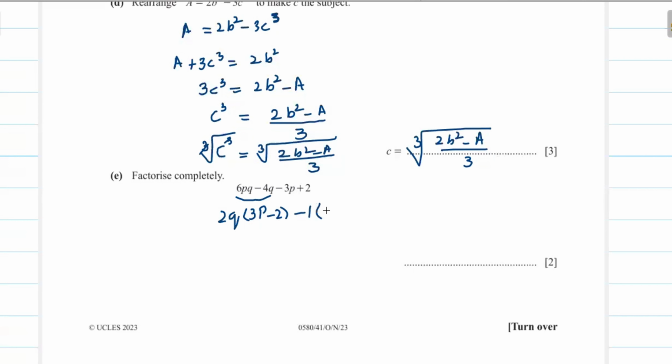Therefore, we can write minus 3p becomes plus 3p, plus 2 becomes minus 2. Now you see here 3p minus 2 is common in both terms. Therefore, 3p minus 2 into 2q minus 1. And this is the factorization of this part E.